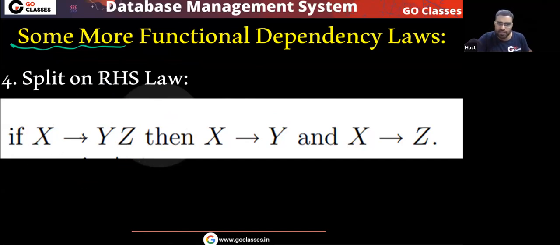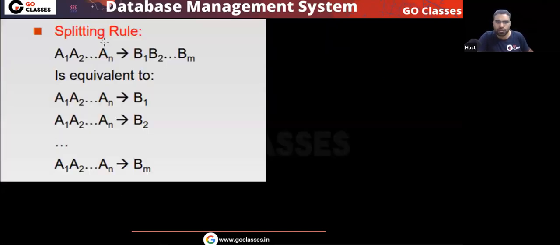If I give you this functional dependency, then you can split it on the RHS. So if I give you that X determines Y, Z, then you can say that X will also determine Y, X will also determine Z. Is this clear? Then this functional dependency will also hold. So this is your split on the RHS rule. For example, if A1 to AN determines B1 to BM, then you can split on the RHS. We are splitting this RHS.